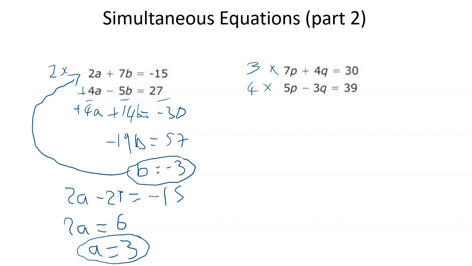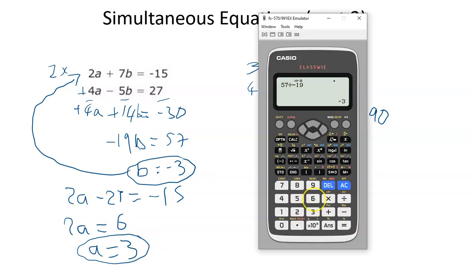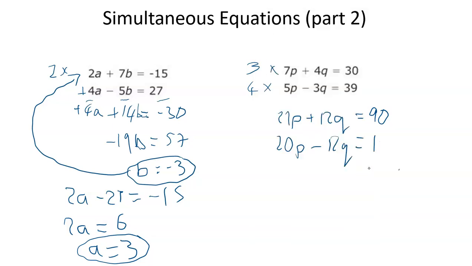And we'll write both of them out. 3 7s are 21p plus 12q equals 90. You've got to remember to do the number at the end. 4 times 5 is 20p minus 12q, and 4 times 39, if I wasn't so tired, I would do that in my head, but 156. Nothing to be ashamed of doing a quick bit of numeracy, better than making a mistake doing the numeracy on the calculator if that's what your brain can cope with at that moment. No judgment.